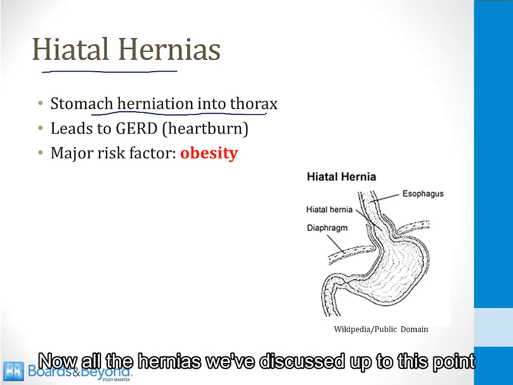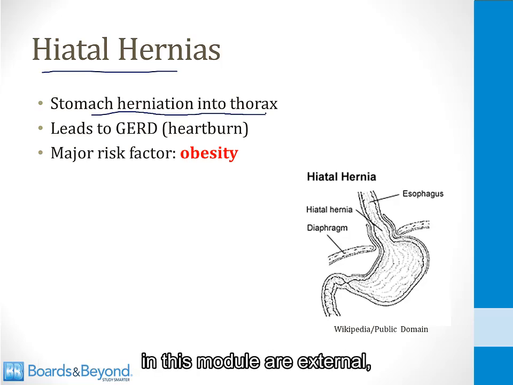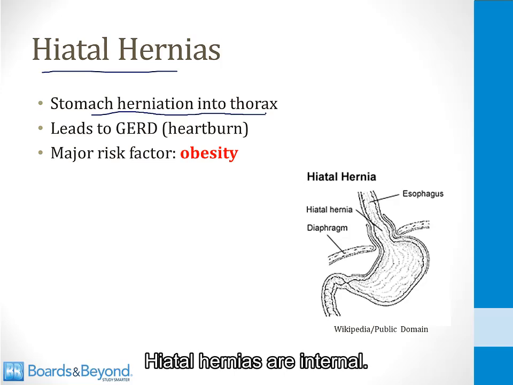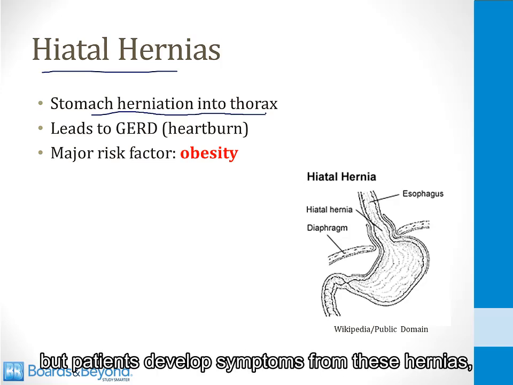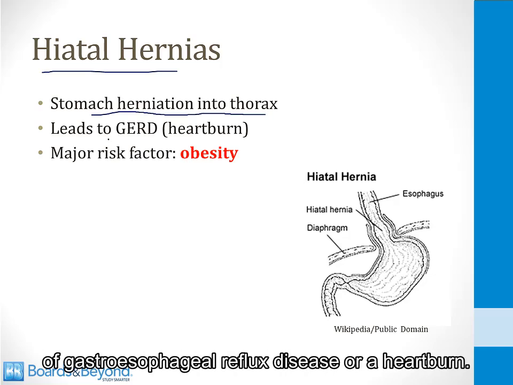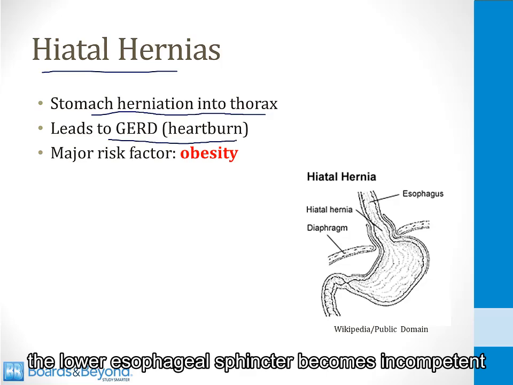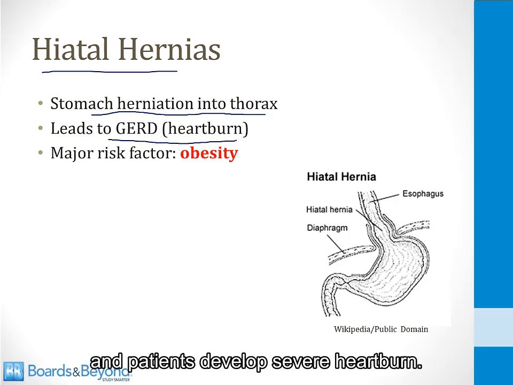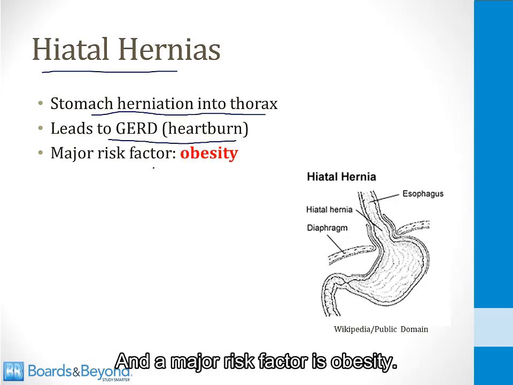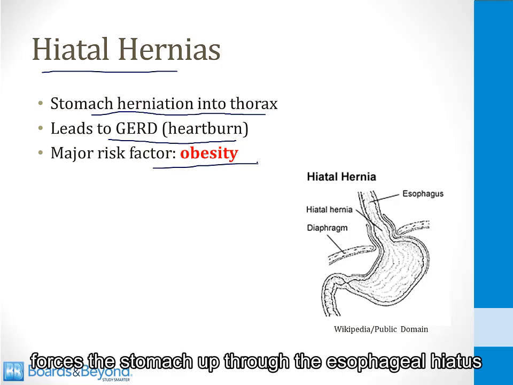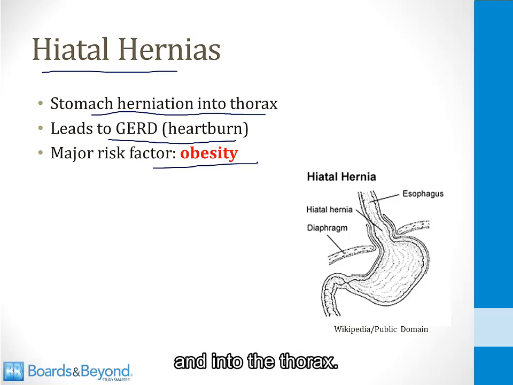Now, all the hernias we've discussed up till this point in this module are external, so they are obvious as a bulge outside of the body. Hiatal hernias are internal, so you won't see a bulge, but patients develop symptoms from these hernias, and those are the symptoms of gastroesophageal reflux disease or heartburn. By having the stomach herniate into the thorax, the lower esophageal sphincter becomes incompetent and patients develop severe heartburn. And a major risk factor is obesity. It's thought that all the extra fatty tissue forces the stomach up through the esophageal hiatus and into the thorax.